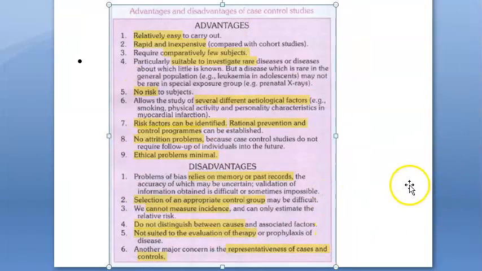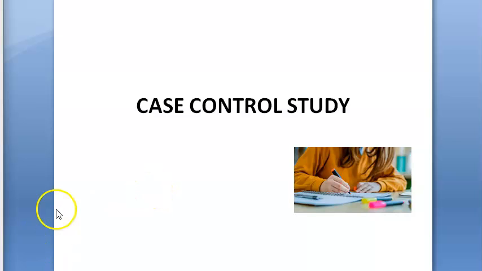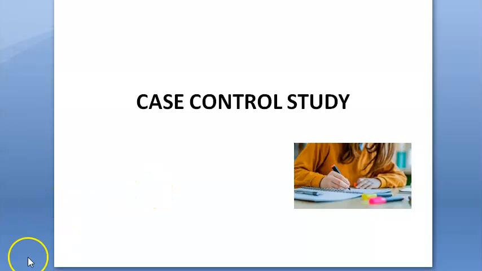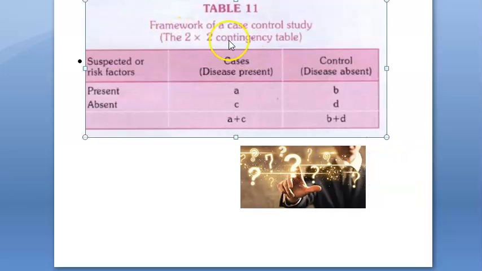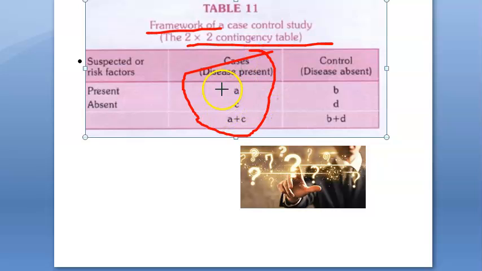Okay, that's all for now, guys, in this video on case control study. Remember, if they ask you for the framework, you just have to draw that 2x2 table. This is the framework, guys. Framework means you have to draw this 2x2 contingency table. Remember, disease will always be here, and exposure, no exposure will be here. Disease will always be in this part of it.